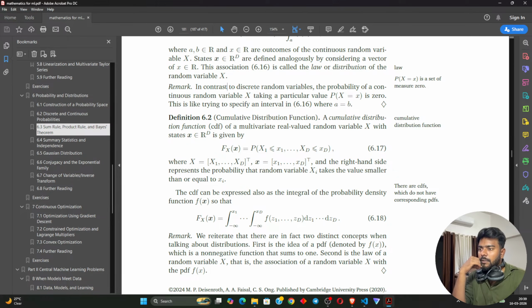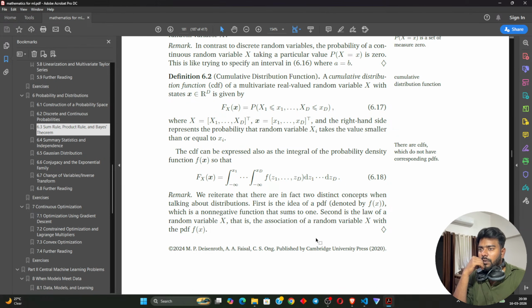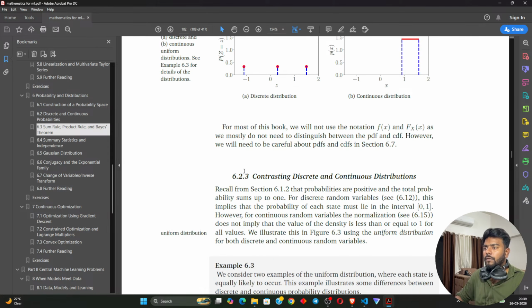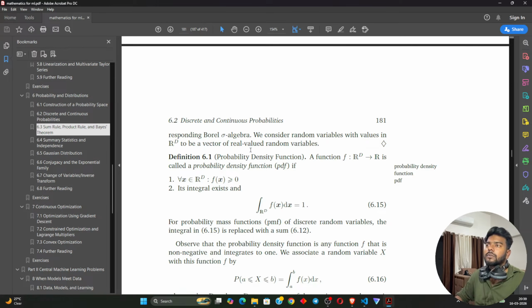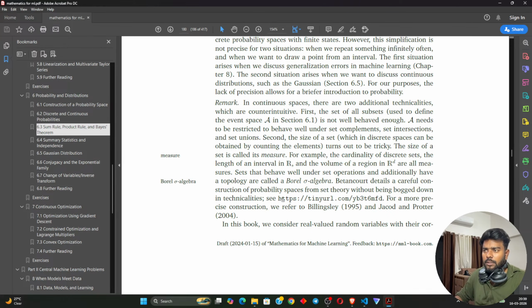We rewrite that there are in fact two distinct concepts when talking about distributions. First is the idea of PDF, probability density function, denoted by f of x, which is a non-negative function that sums to 1. Second is the law of random variable X, that is the association of a random variable X with the PDF f of x.